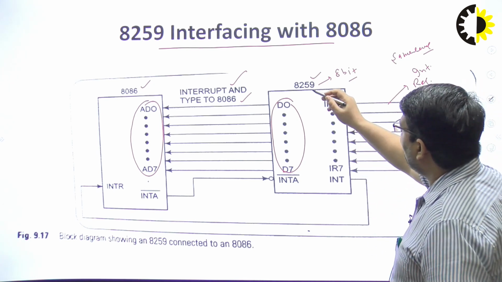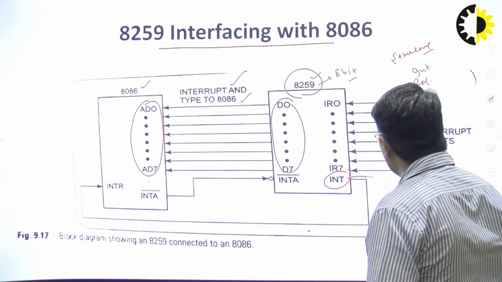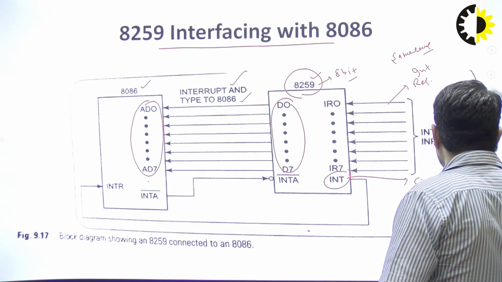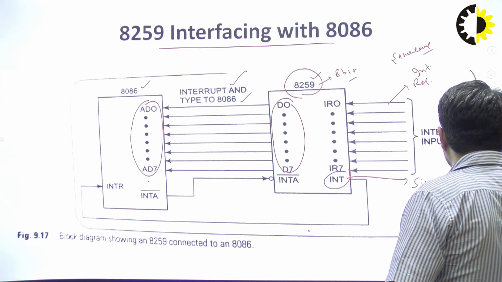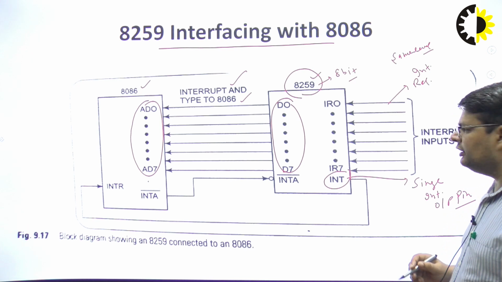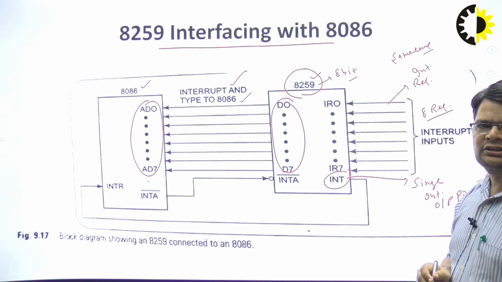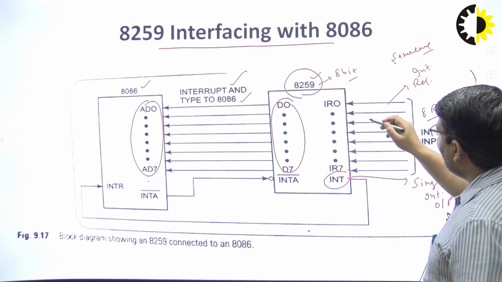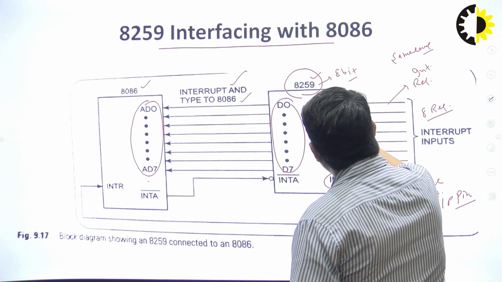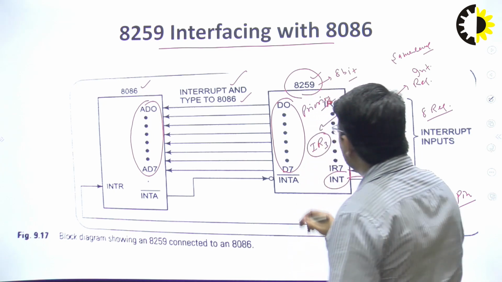Now, this Intel IC 8259 interrupt priority controller will have an interrupt output pin. It has a single interrupt output pin. To the 8259, we have received 8 requests. Out of these 8 requests, the priority is resolved by this 8259. Let's say the priority is highest for the interrupt request 3.